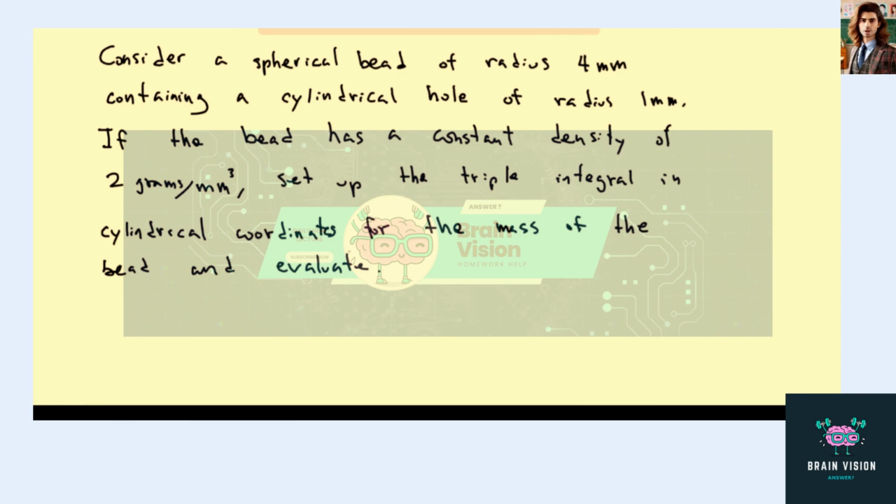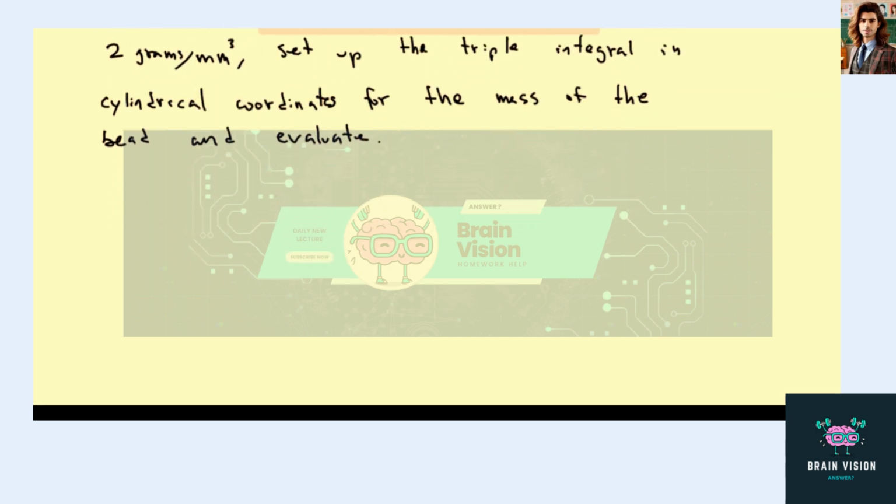Consider a spherical bead with a radius of 4 millimeters. The bead has in its center a cylindrical hole with a radius of 1 millimeter. If the bead has a constant density of 2 grams per cubic millimeter, we want to set up a triple integral in cylindrical coordinates that will give us the mass of the bead, and we want to evaluate this integral.